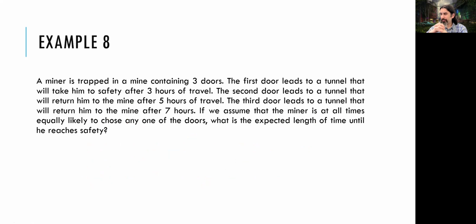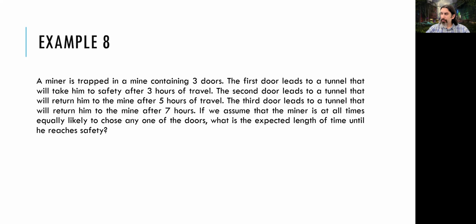Now a simple question, not that simple to read and understand, but simple to solve at least. We have a miner trapped in a mine containing 3 doors. The first door leads to a tunnel that will take him to safety after 3 hours of travel. The second door leads to a tunnel that will return him to the mine after 5 hours. The third door leads to a tunnel that will return him to the mine after 7 hours. If we assume that the miner is at all times equally likely to choose any one of the doors, what's the expected length of time until he reaches safety?